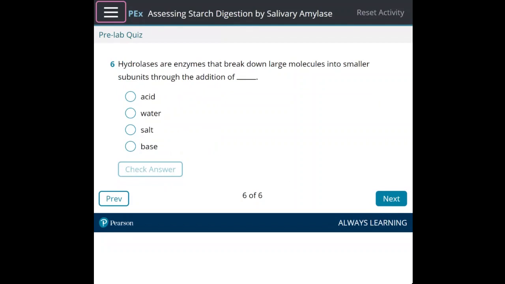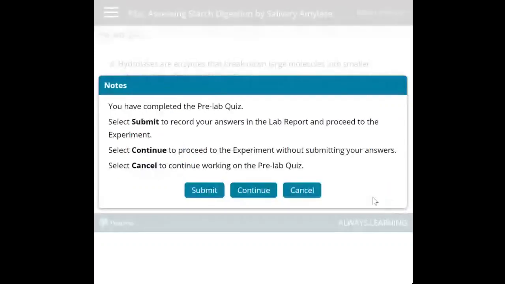So the enzymatic reaction that we are going to watch happen here with the starches is called a hydrolysis. Lysis meaning splitting. So hydrolase enzymes like amylase are breaking down large molecules into smaller molecules, their subunits or building blocks, through the addition of which molecule do you think? Acid, water, salt, or base? Considering the prefix there is hydro. Yeah, right, you got it. Hydro meaning water. Good job.